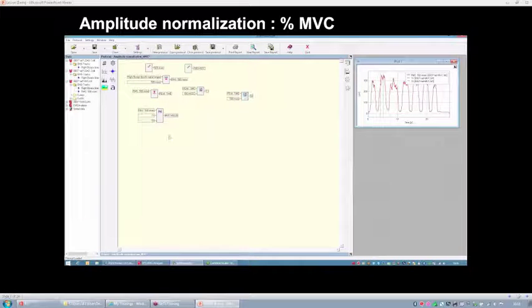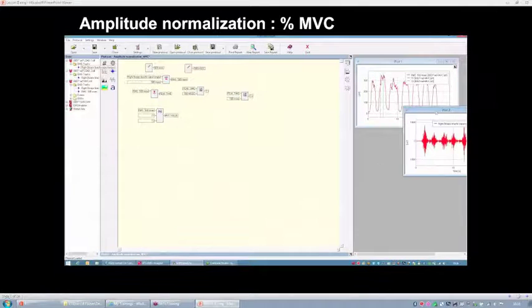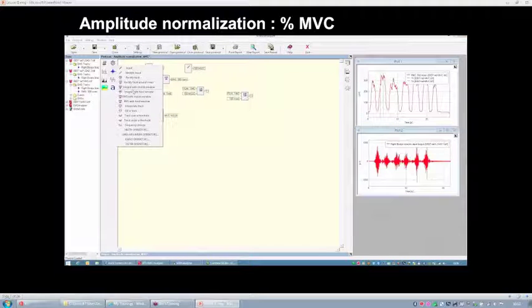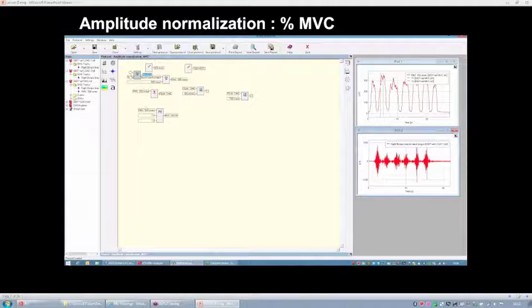Remember not to use exactly the peak, but to consider this algorithm, so to consider the mean value around a portion duration of 1 second. It can give you a more stable reference value for the maximum voluntary contraction.